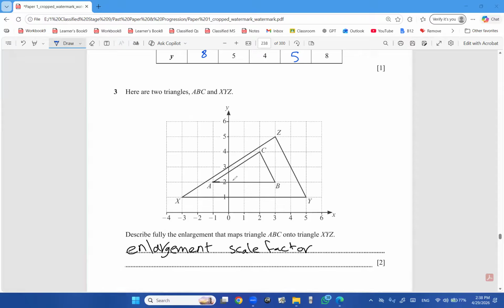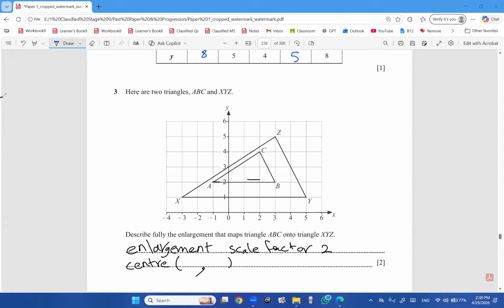So enlargement, scale factor, what? Here it was 1, 2, 3, 4. So it became 8. So from 4, it became 8. So this is doubled. Scale factor 2. And center of enlargement. What is the center of enlargement?